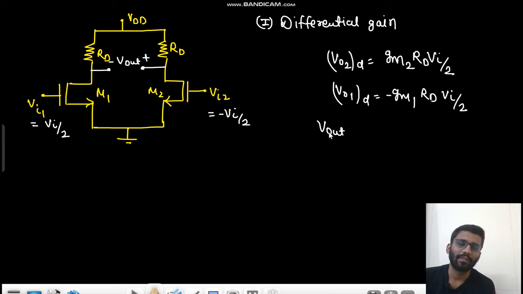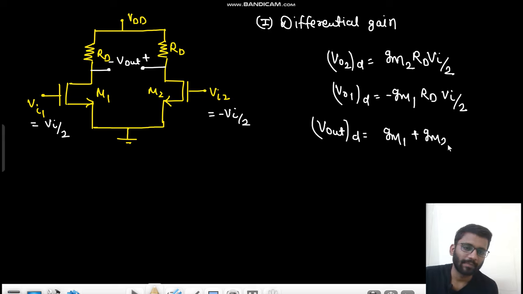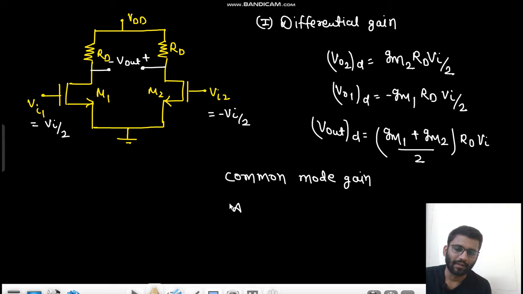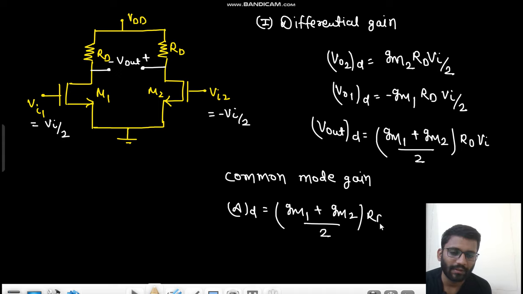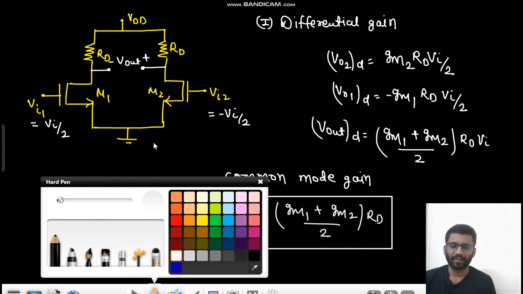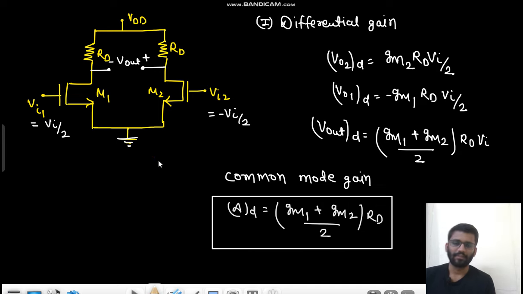Your V output would be V output differential, that would be GM1 plus GM2 by 2 into RD into Vin, right? V02 minus V01. So basically your differential gain AD is GM1 plus GM2 by 2 into RD. This is your differential gain. Okay. Here we are using voltage source as a tail, right? Voltage source as a tail. So this is grounded, right?